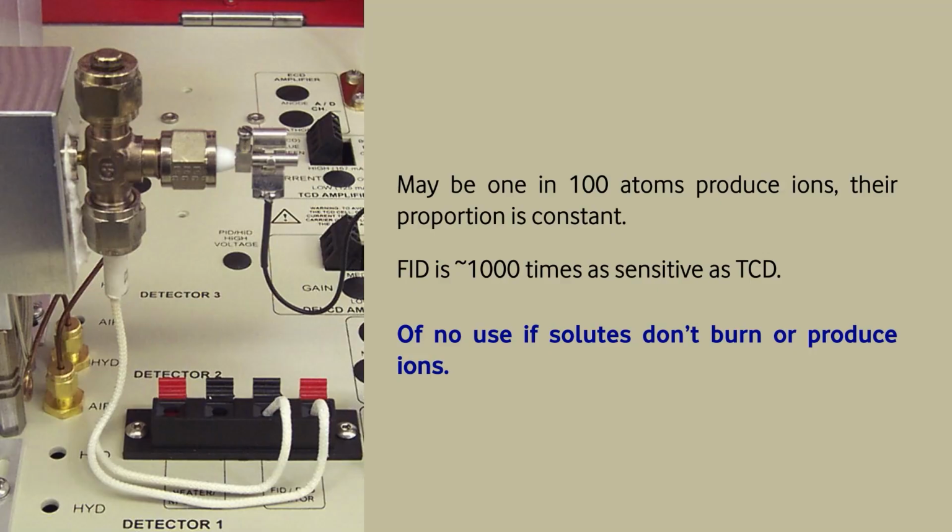The flame ionization detector is 1000 times more sensitive than the thermal conductivity detector. But remember, the principle of the flame ionization detector is that the gases coming from the column must burn first, and after they burn, they also produce ions. So for compounds which are not able to do that, this detector is not good enough.